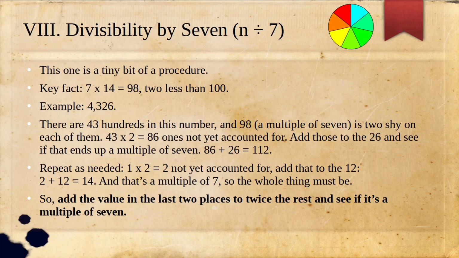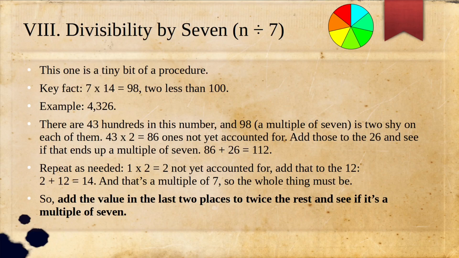So let's take the number 4,326. There are 43 hundreds in this number, and our 98s, a multiple of 7, are 2 shy on each of them. 43 times 2 is 86 ones not yet accounted for. We add that to the 26 and come out with 112. If you already happen to know that's 16 sevens, great.